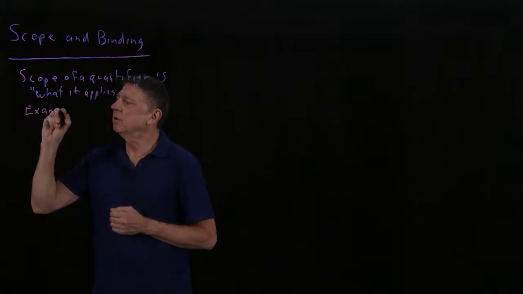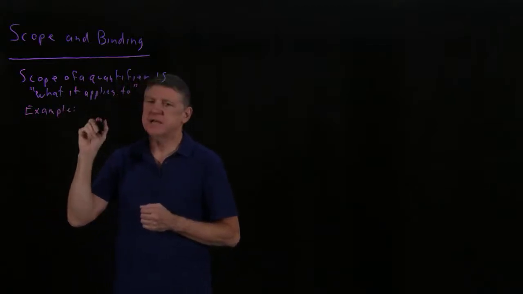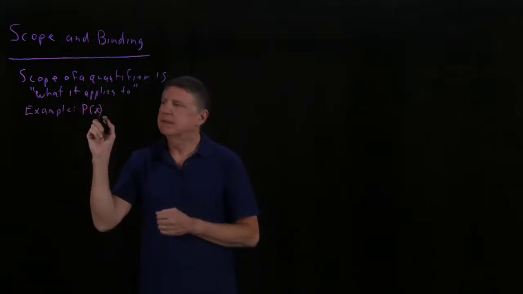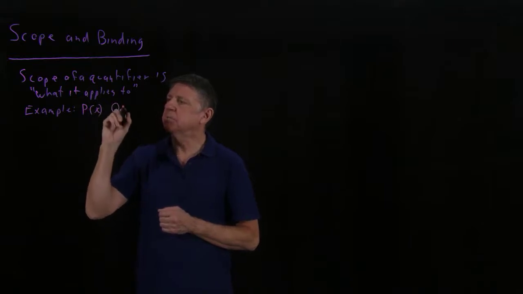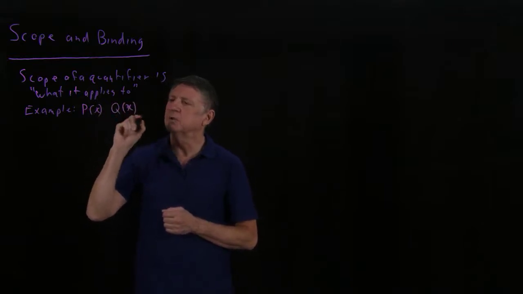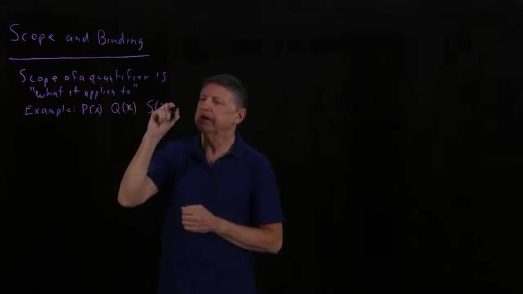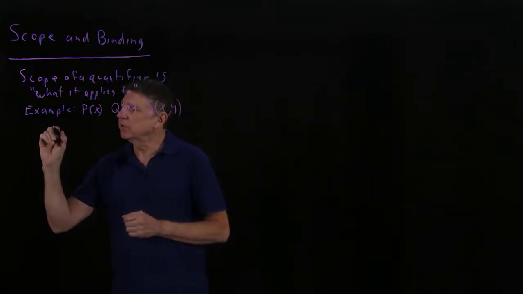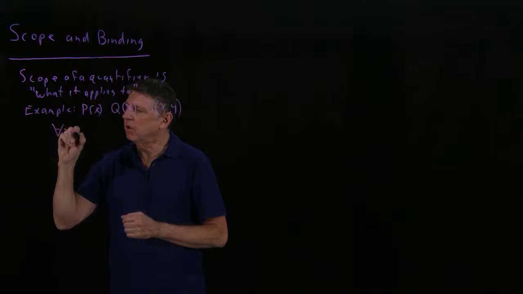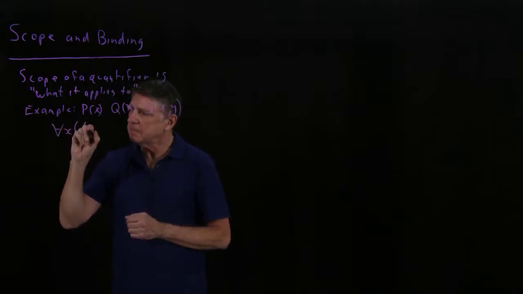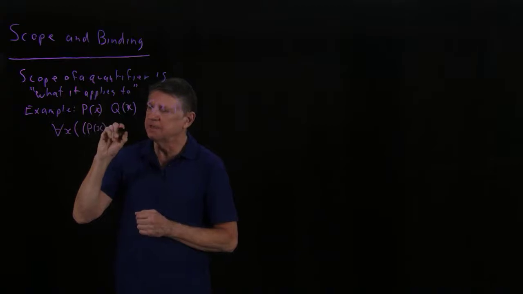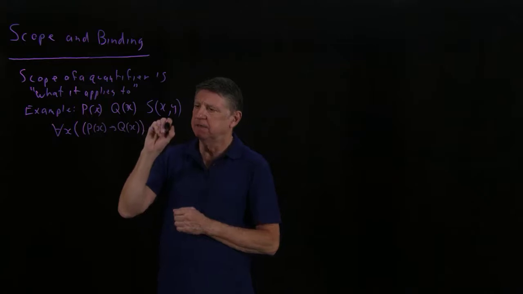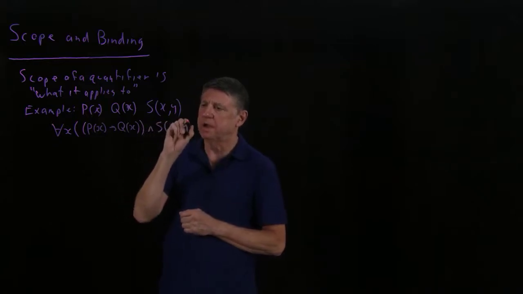Let's say we have an example with three predicates. Suppose the first predicate is P, the second predicate is Q, and the third predicate has two variables. Let's look at this formula: for all x, P of x implies Q of x, and S of x, y.